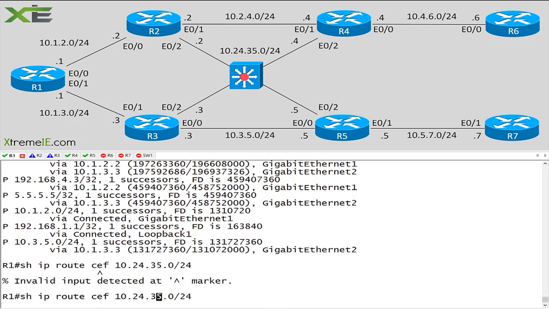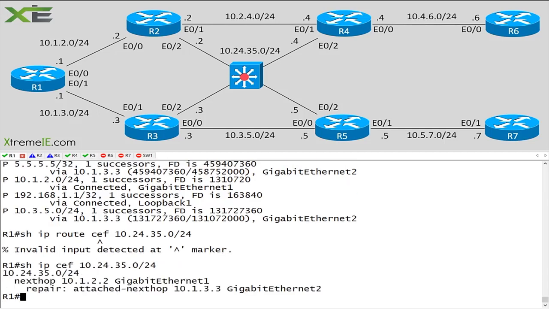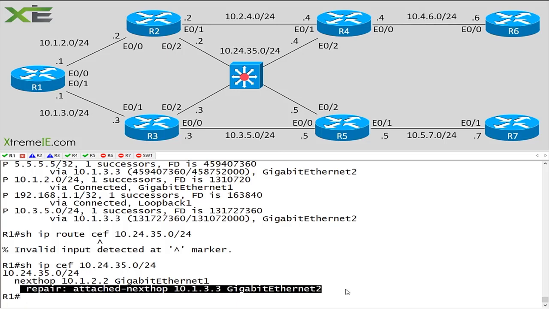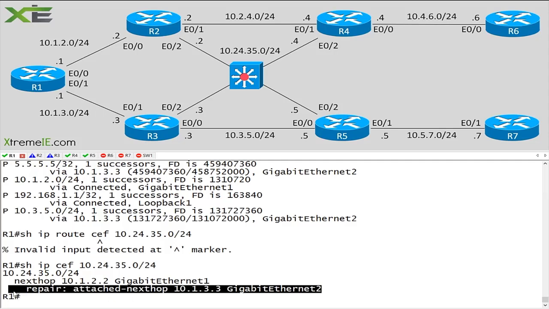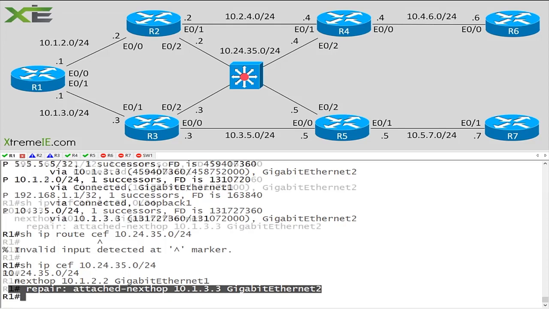Show IP CEF for the prefix. Take a look at this. Now we actually have a repair. For some reason my mind said backup, but now we have a repair path, and it says attached next hop 10.1.3.3. So now because we have fast reroute enabled, we actually have the ability to use a repair route that's already added into our CEF table.